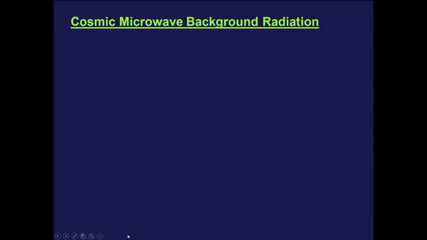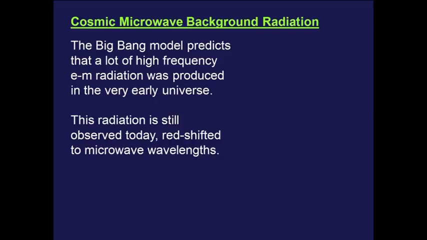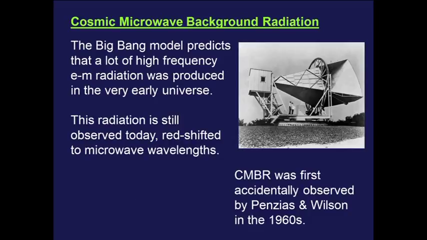Next up, the third piece of information that supports the Big Bang is the cosmic microwave background radiation. Essentially, the idea with this is that at the point of the Big Bang, there was a lot of high energy radiation being produced.